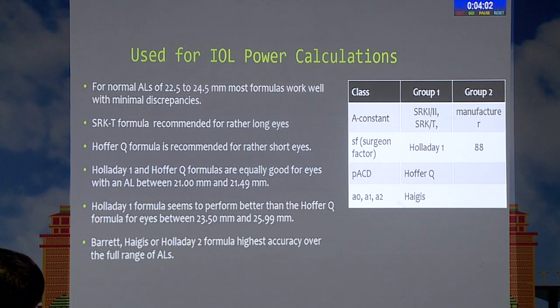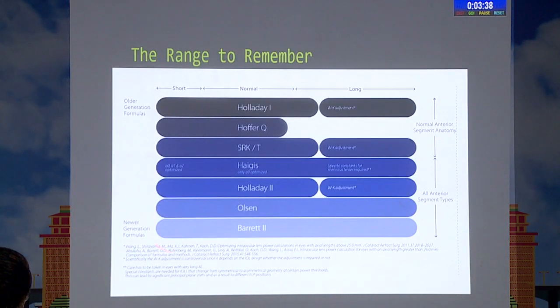Now, so far as IOL power calculations are concerned, the traditional teaching was that from 22.5 to 24.5, almost all the formulas are going to work absolutely fine with some discrepancies. It's only when you have very short eyes or very long eyes that we need to be careful. And if you remember, we used to talk of Hoffer Q, and we used to talk of Barrett's, Higgins, and Holladay 2. And do you remember this particular slide that we used to have back in those good old days? That some formulae work better for short eyes, others work better for the longer eyes, and some for the entire duration. These were the third generation formulae.